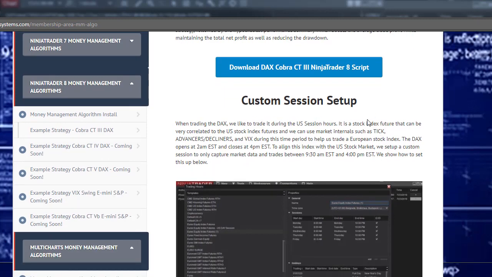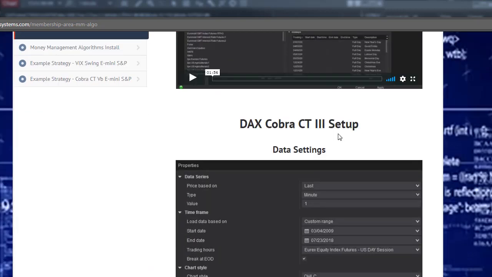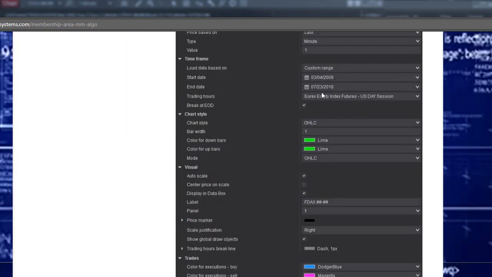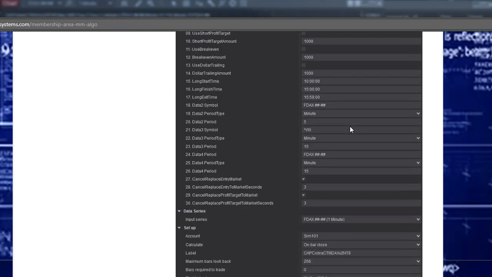In the DAX, when we day trade, we have a custom session. We show you how to set that up so you can trade during US hours. Then you look at the base strategy of Cobra CT3 with the data settings, going back almost 10 years. And then the input settings for the strategy.